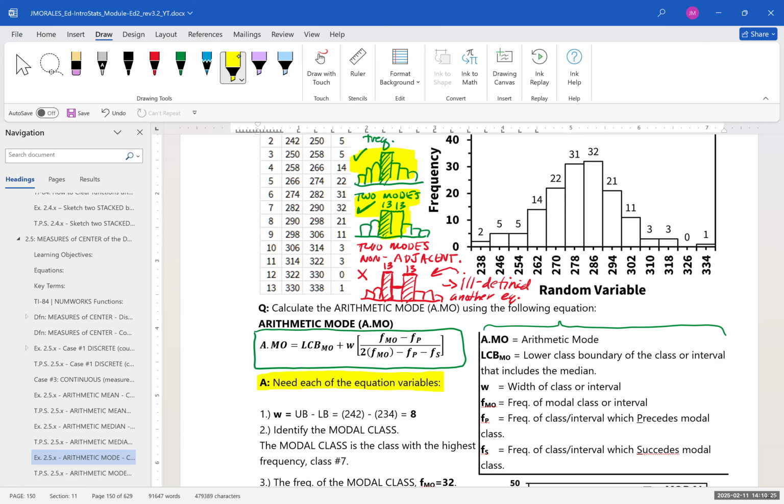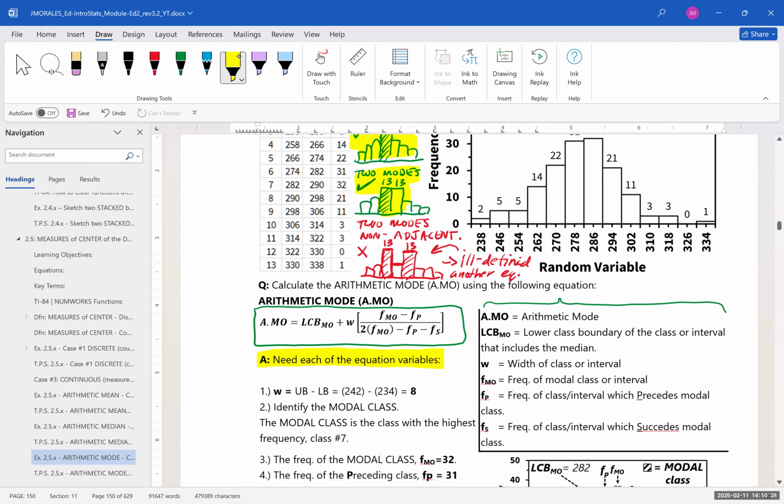So again, let's start with the easiest first. The first thing is we can get the width. The width is going to be the difference between the upper bound and the lower bound, or between midpoints. Here, we're dealing with the same data set, and the difference is going to be 8. The difference between 330 and 338 is 8. Or we can look at the difference between midpoints. The difference between 310 and 318 is also 8. All right, so we have our width, which is that part of our equation.